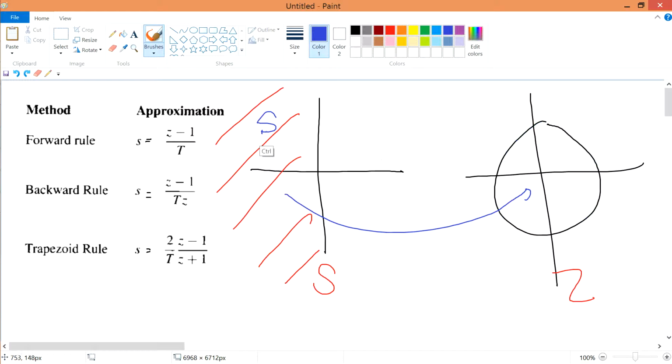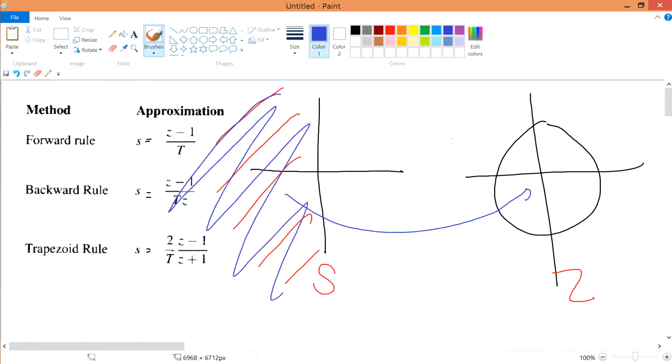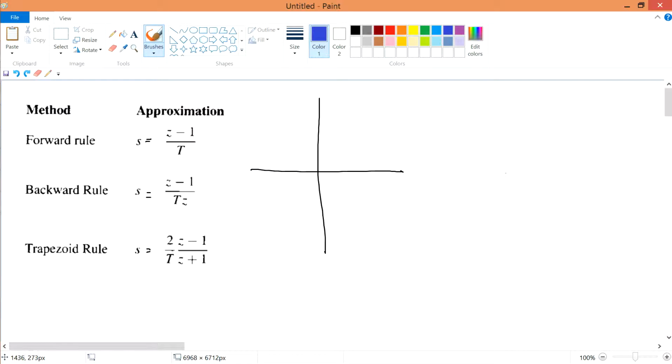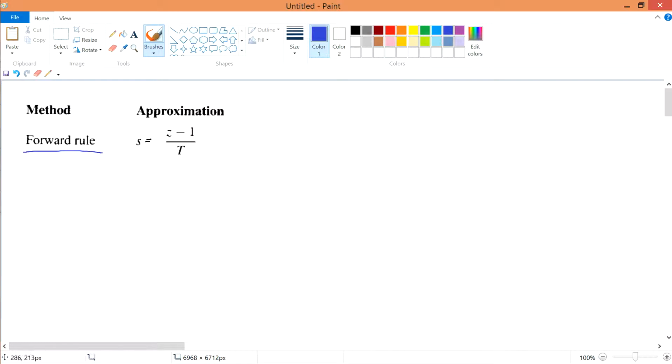So the purpose of this video is to prove that the trapezoidal rule is a good method, such that all the poles or zeros in the left half plane can be plotted within this region. I've talked so long, so let's just start off, beginning with the forward rule.